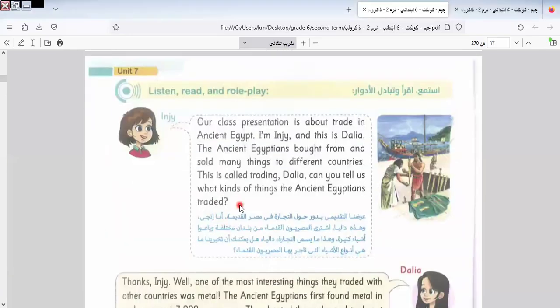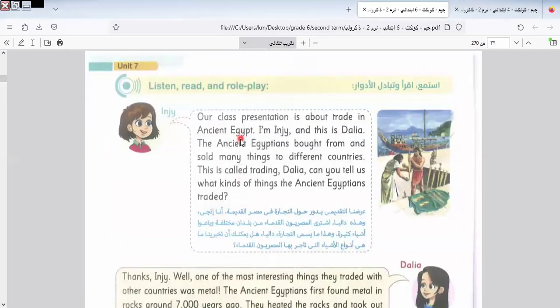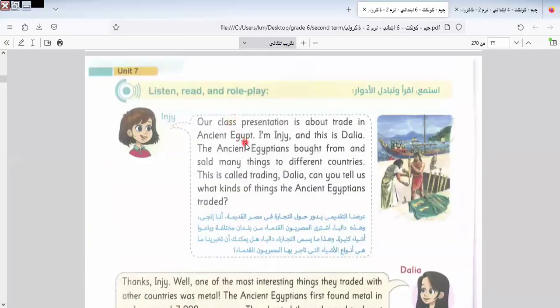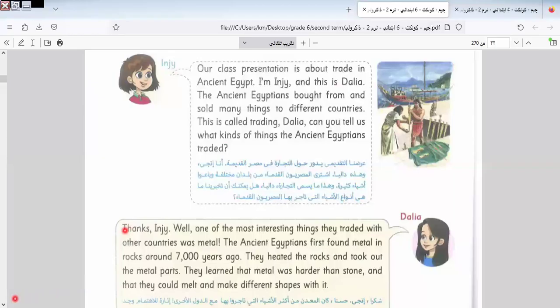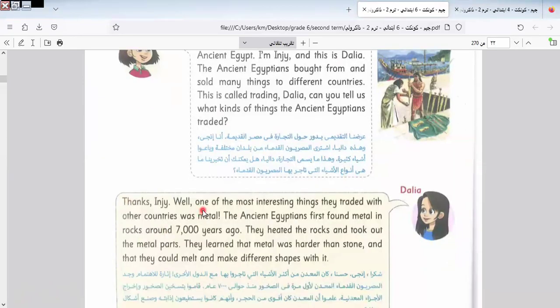Let's go to another one here. Here we have another text. Let's read this text and know more about this topic. Our class presentation is about trade in ancient Egypt. I'm Angie, and this is Dalia. The ancient Egyptians bought from and sold many things to different countries. This is called trading. Dalia, can you tell us what kinds of things ancient Egyptians traded?